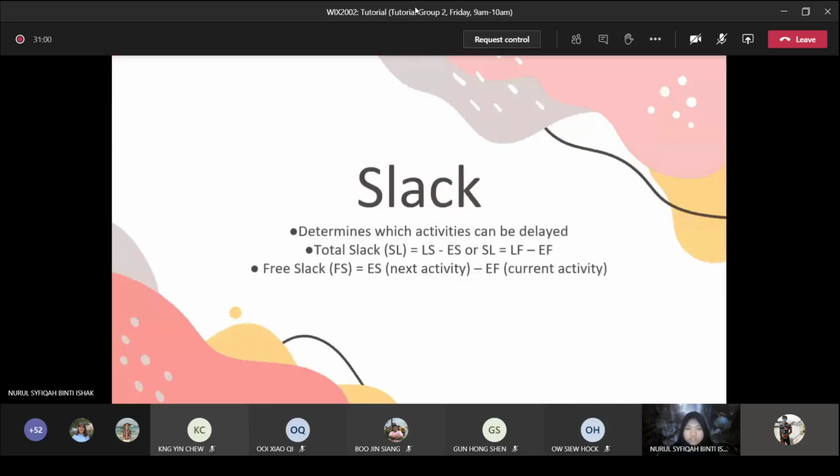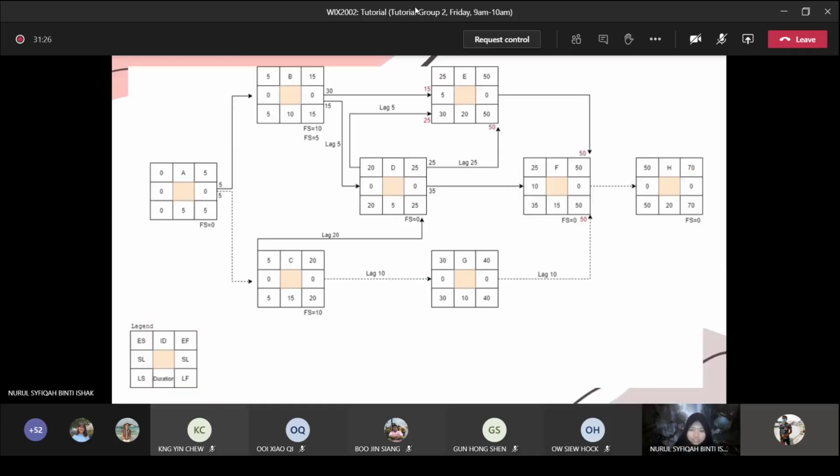Next is to compute the slack. Slack determines which activity can be delayed. We have two types of slack. First is the total slack, which is LS minus ES, or LF minus EF. The other one is the free slack, which is the ES of the next activity minus the EF of the current activity.